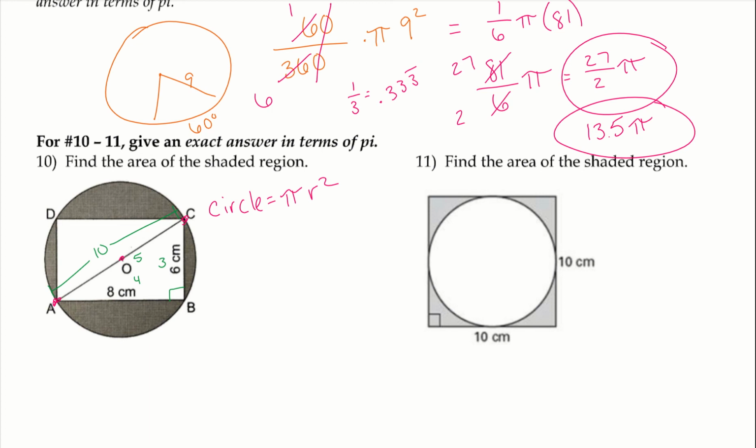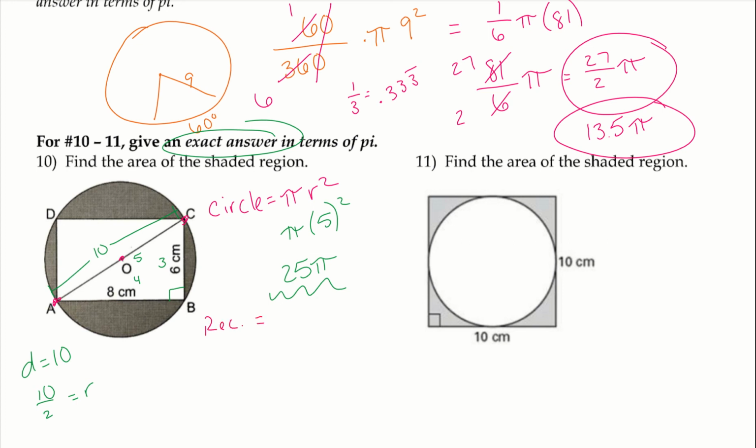So the diameter equals 10. If we go ahead and divide that by 2, it will give me my radius. So my radius equals 5, squared, pi. Remember, this does want exact answers, so I'm leaving it in terms of pi. So my circle is 25 pi. So I figured out my circle. Let's go ahead and figure out the area of my rectangle.